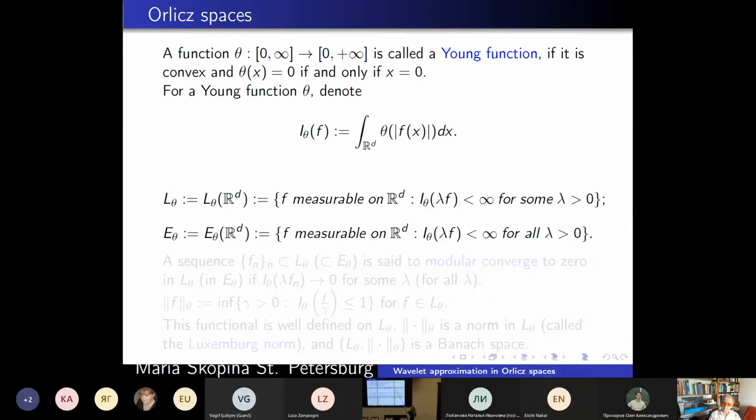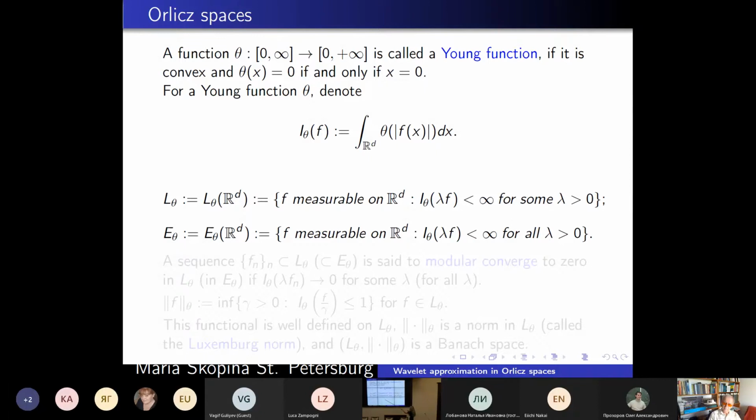Such a function is called a Young function if it is convex and it is equal to 0 if and only if x is equal to 0. And we introduce this function now. Next, we introduce Orlicz space. L theta is Orlicz space. It consists of measurable functions such that this functional is finite for some lambda. There exists at least one lambda.